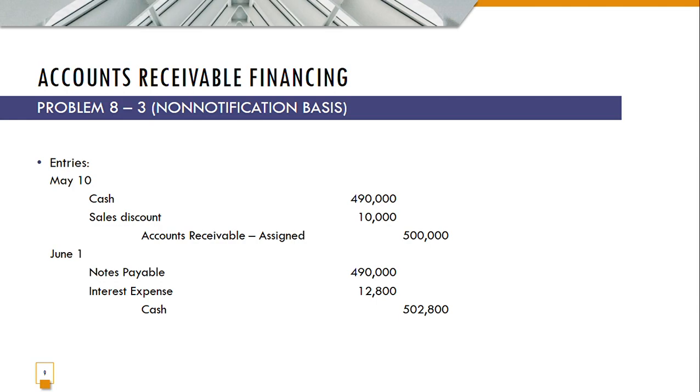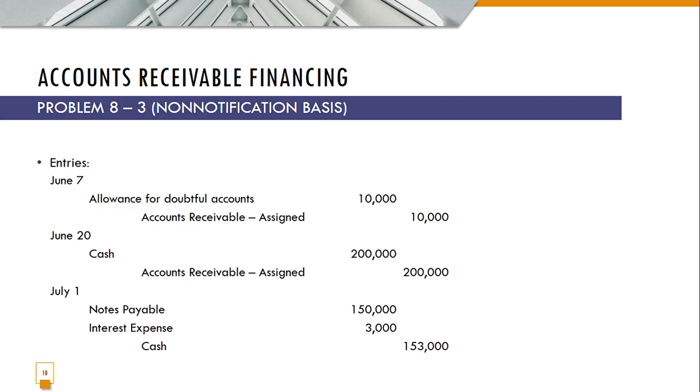You remit the same on June 1. So you pay 502,800, including interest expense of 12,800. That's it. That is 2% per month. So you received 640,000 times 2%. That's why it's 12,800. And then of course 490,000 notes payable is debited.